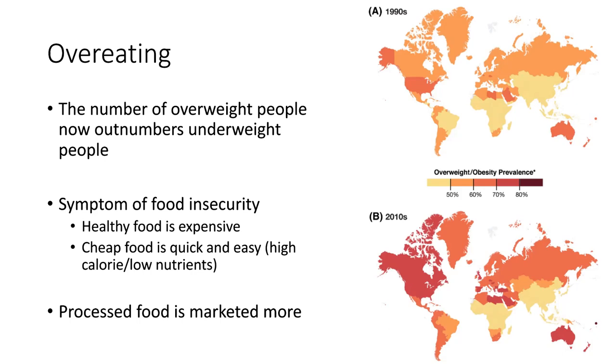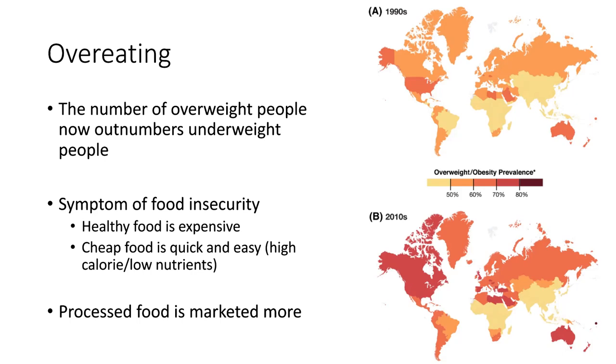So if you think about fast food, very cheap, very quick and easy. But it's very high in calories, but very low in nutrition. So you're getting a lot of the calorie intake you need, but you're not getting very much of the nutrients and the vitamins and minerals you need. And it's also a symptom of food insecurity, because the healthier food is going to be more expensive. So the poorer communities, poorer people, are just going to be more likely then to have to go with the fast food. And that's going to, again, lead to overeating, which, just like malnourishment, is going to lead to other health consequences, like I'm sure you're familiar with.